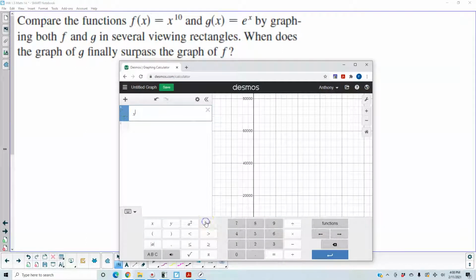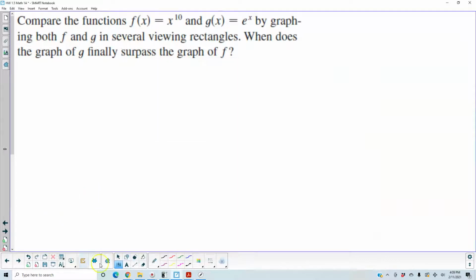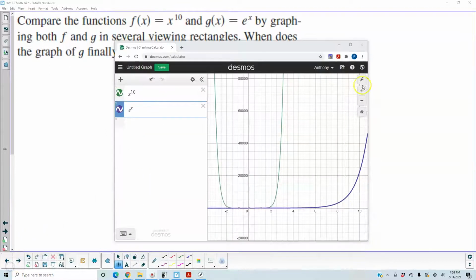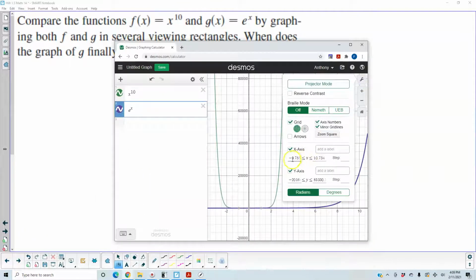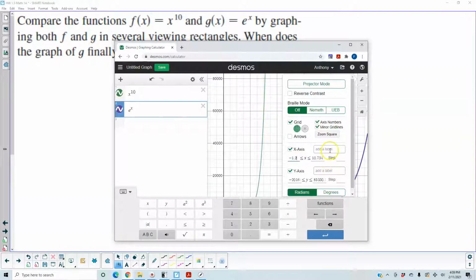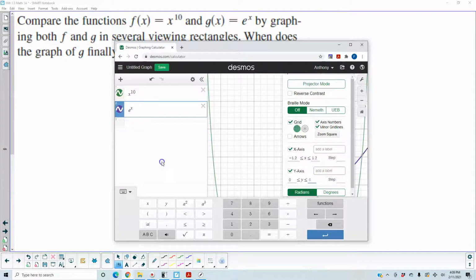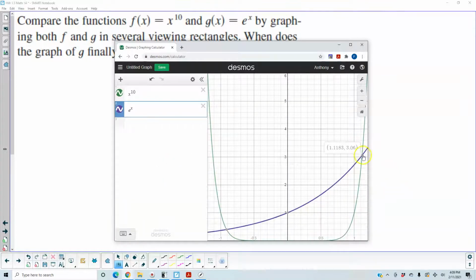So we have x to the 10th, and we have e to the x. Looking at the window of negative 1.2 to 1.2, and then 0 to 6, we can see that it intersects here, and then it intersects here.